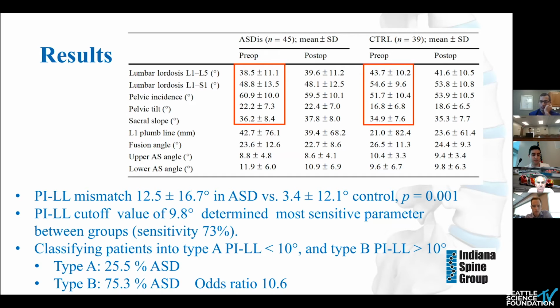When they classified patients into type A and type B spinopelvic alignment, with type A being a PI-LL mismatch of less than 10 degrees and type B with a PI-LL mismatch greater than 10 degrees, they found a 10-fold higher risk of developing ASD for patients with a mismatch greater than 10 degrees.